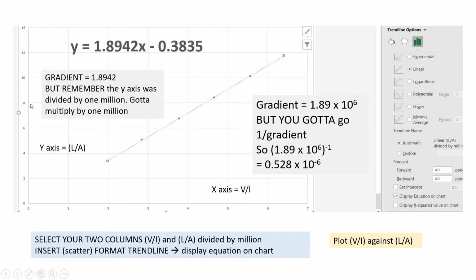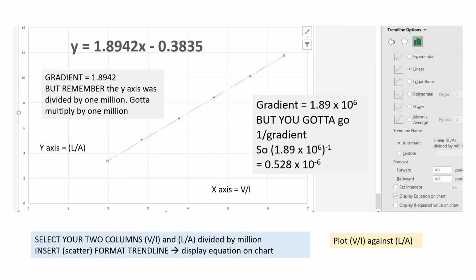And the equation is y equals 1.8942x minus 0.3835. Now the gradient is the number, the coefficient in front of the variable. In this case, it's x because it is a straight line. However, because the axis is swapped, you've got to do 1 over the gradient. First, we need to work out the gradient.